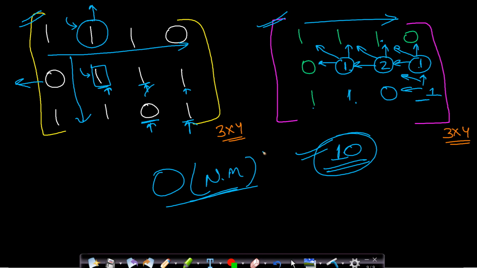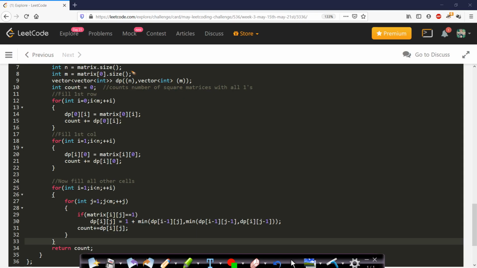Now this is a dynamic programming solution. So let us now look at the code. In this code you can see that we are given a matrix and I have found the number of rows and number of columns. Now I will take a DP table and I will take a counter variable which will be equal to 0, and it will keep count of the number of square matrices with all ones.